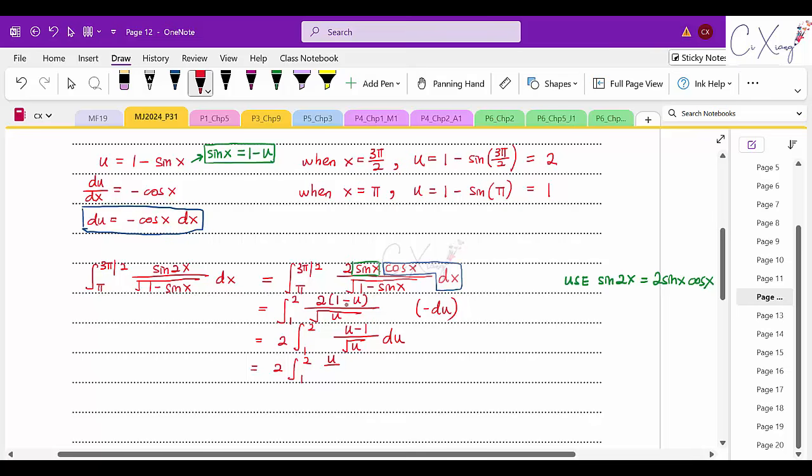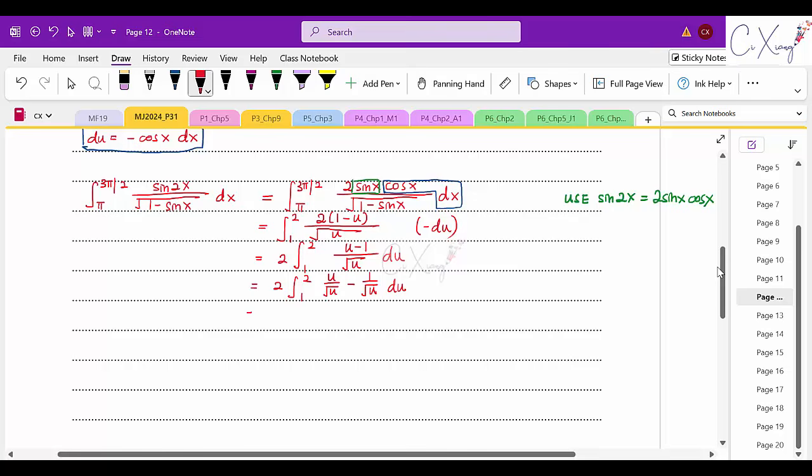So to apply integration, what I want to do now is separate them into 2 fractions before I can integrate. Okay, so I separate them. u divided by square root u, you get square root u, so it is u power half. Then for the second fraction here, if you bring the square root u up, then you're having u power negative half. So this is comparatively a very simple expression for us to integrate, right?